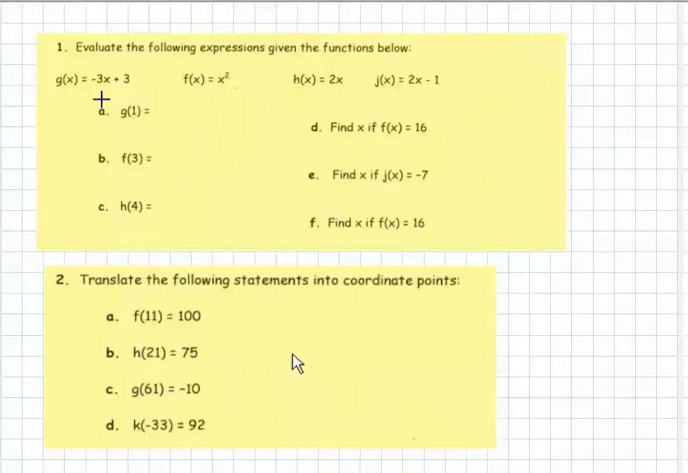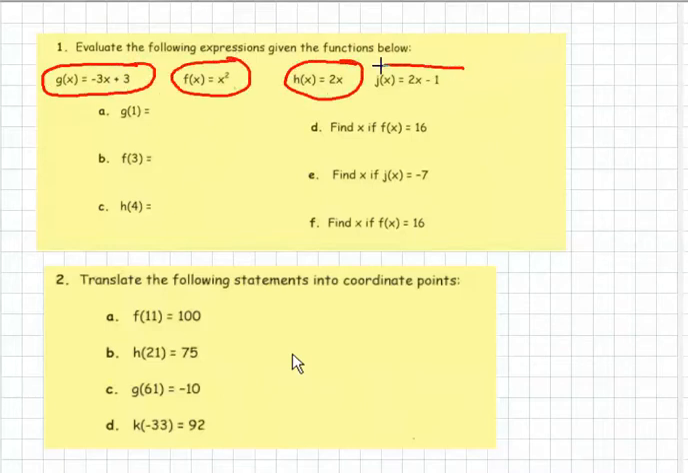Okay, so on this list we have four different function rules. They're all completely different. They have different names. They're all using x as their input or independent variable. One's called g of x. Here we have f of x, h of x, and j of x. So if I go down to problem 1a, it's asking me what g of 1 is. Well, that means looking at this g of x function, what would the y value be, or the g of x be, if the x was 1?